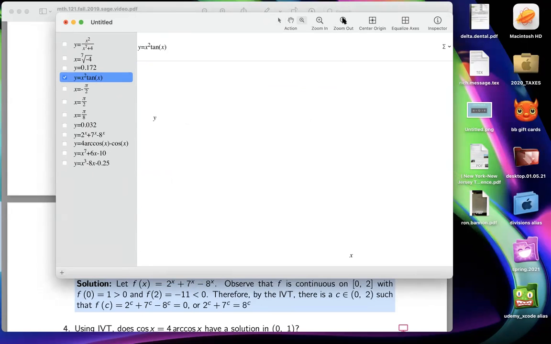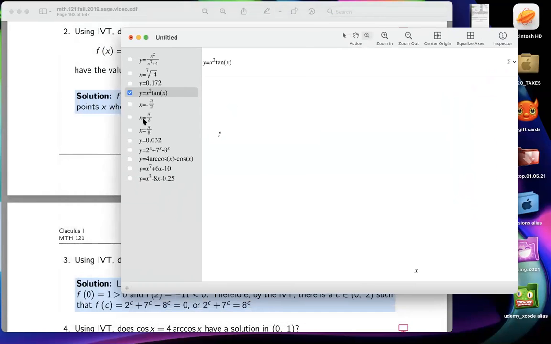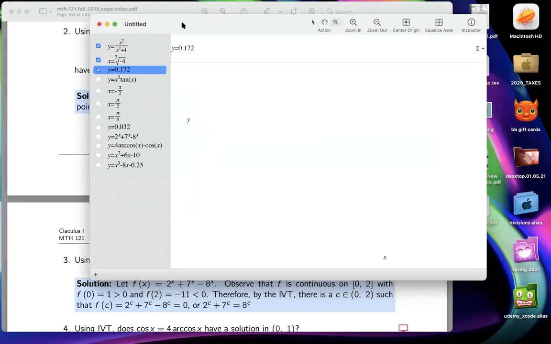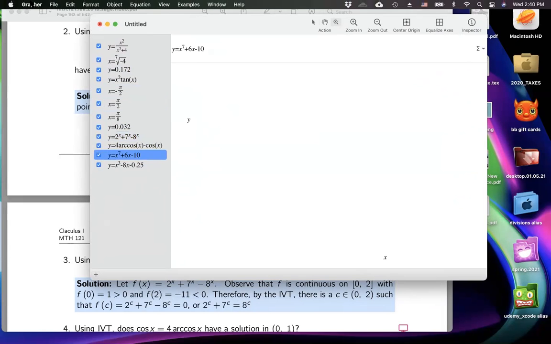Give me a second here. Not sure what happened there. Oh, I know what happened. I wasn't clicking. No, there's something wrong with my graph right now. Let's go back over this. I've got troubles. Give me one second.